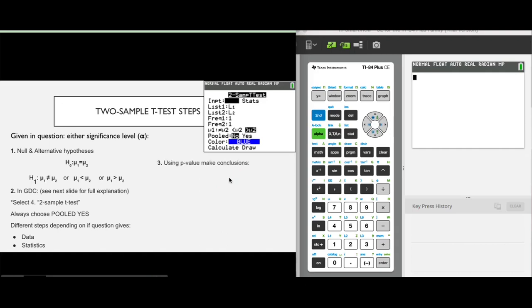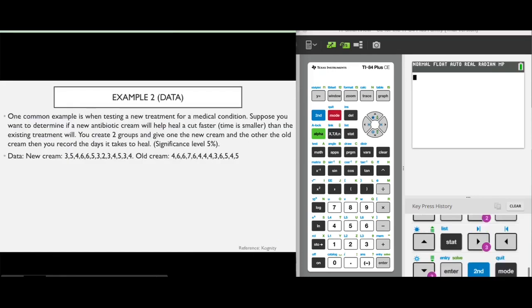Your third step is to calculate this p-value in order to make our conclusion. So remembering that we're rejecting our null hypothesis if our p-value is smaller than our significance level. And the last step is putting it into context. Without further ado, let's try some questions.